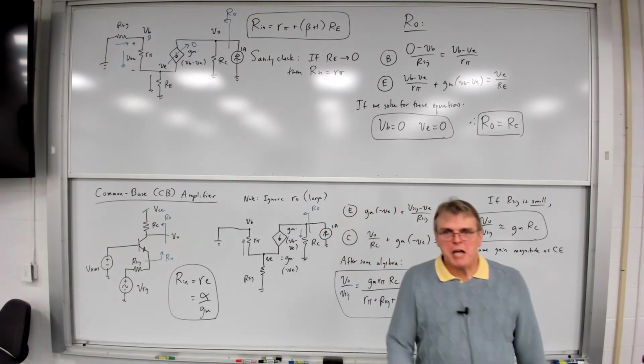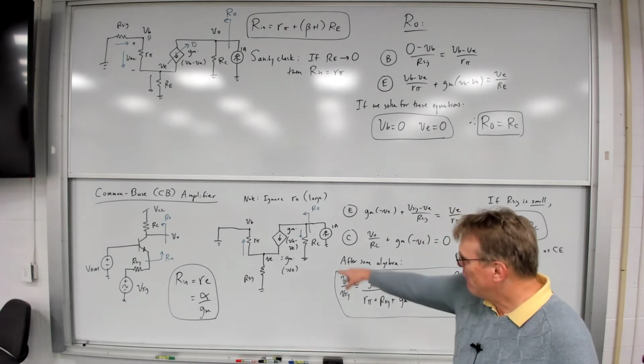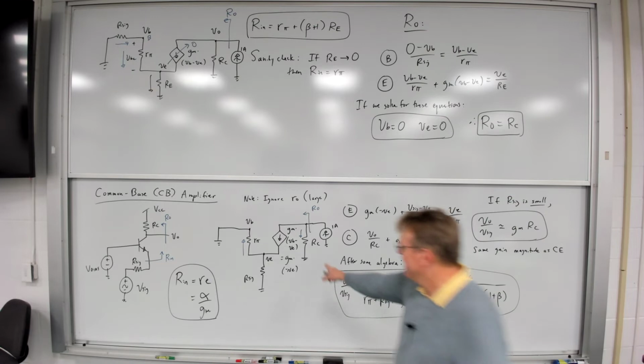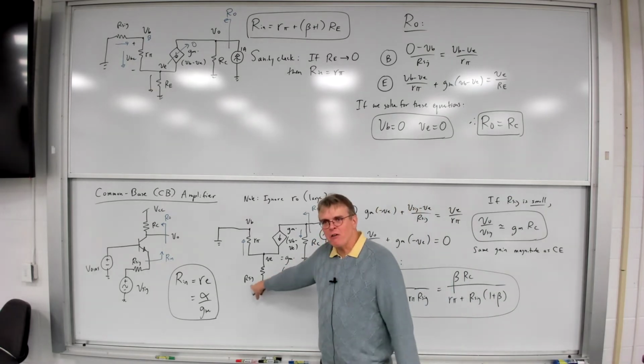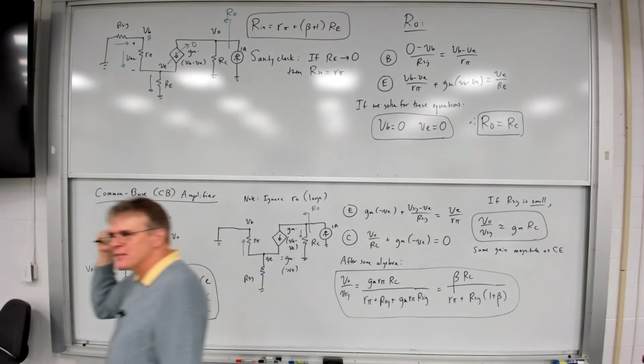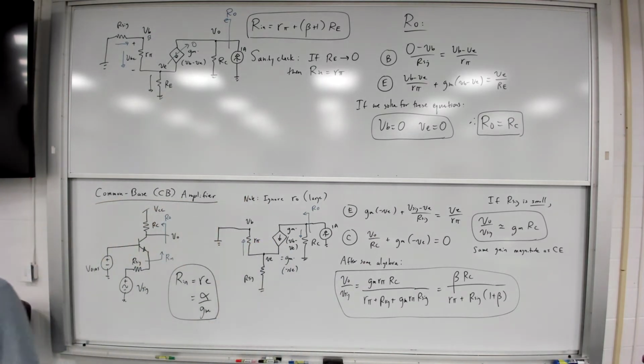But again, let's stop for a moment. Haven't we already done that small signal diagram? Yeah, we just did it. I called it RE instead of RSIG, but it had the same topology. This is the output resistance of the common emitter amplifier with R sub E.